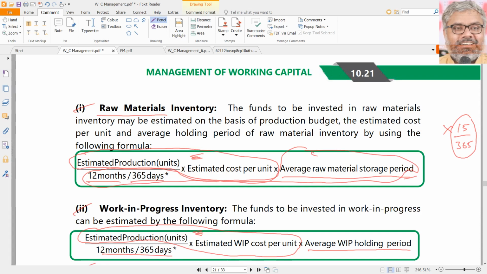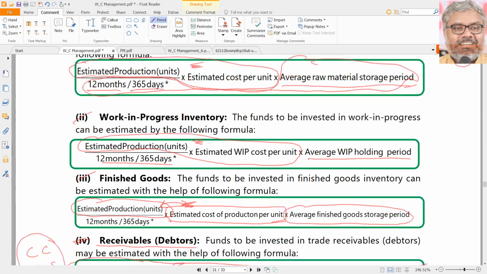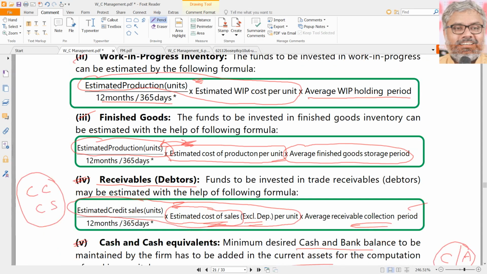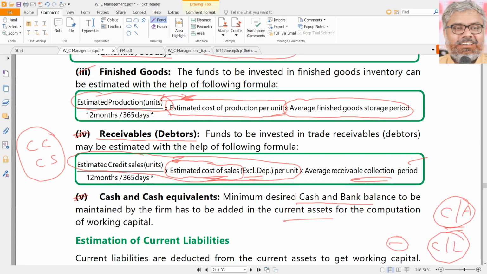For raw materials, what should be taken? Naturally, the consumption of raw material, the cost of raw materials consumed per year has to be taken. For work in progress, what has to be taken? Work in progress cost per unit, if you know, multiplied with the production, that will be taken. That is only one of the ways of calculating. Depending upon the information, you have to do the computation of work in progress. Then finished goods has to be taken at cost of production, not at cost of goods sold and all.